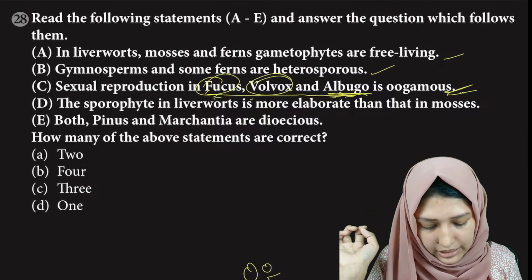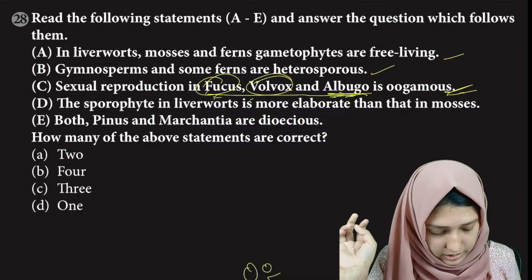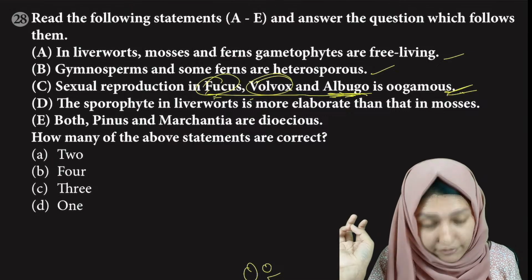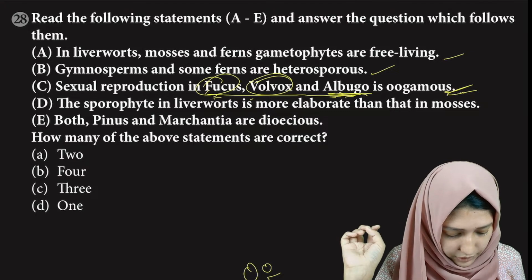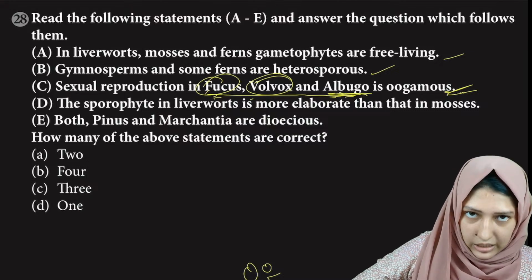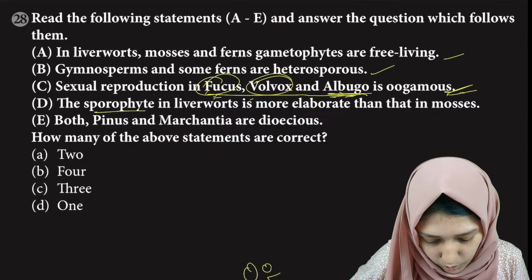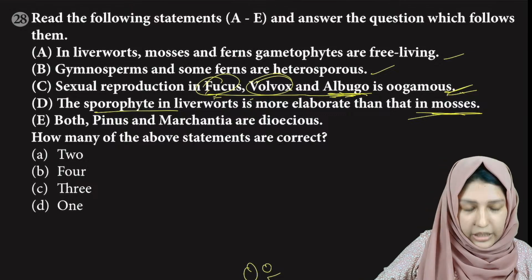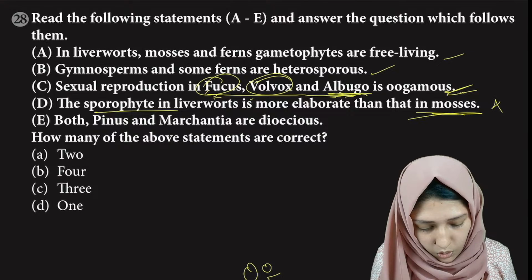Then, the sporophyte in liverwort is more elaborate than in mosses. No, as the groups increase in evolutionary order, from bryophyte to pteridophyte, the more the development. So the sporophyte is more developed in mosses. It is a statement of NCERT itself. So this is wrong.